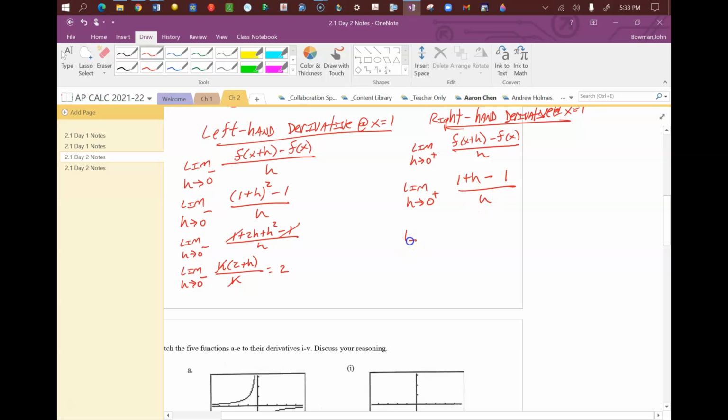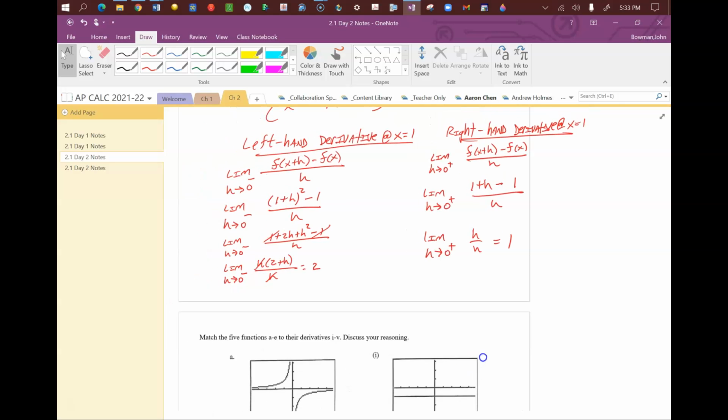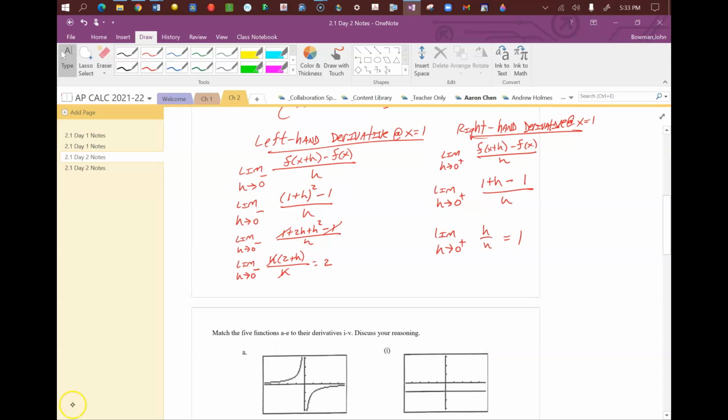Which you can see simplifies to the limit as h approaches 0 from the positive direction of h divided by h, which is equal to 1. Therefore, the limit as h approaches 0 of f of x does not exist. The left and the right hand derivatives are not equal to each other.